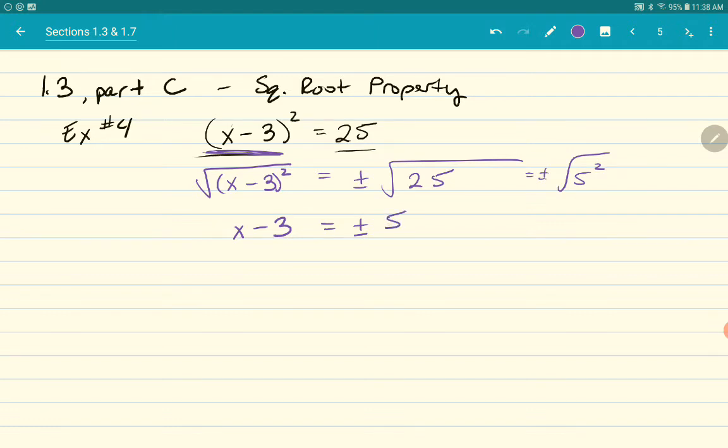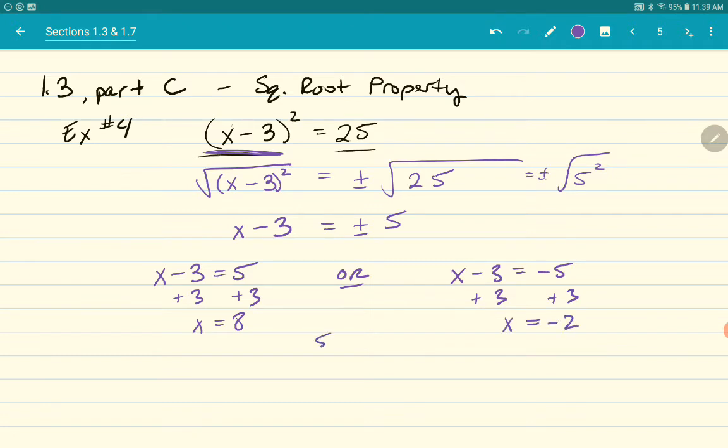There we go. So I have two possible solutions here. I'm actually going to break this up because I have a plus and a minus here. So I have x minus 3 equals 5, or x minus 3 equals negative 5. On the left side, I can add 3 to both sides and get that x equals 8. And on the right side, I can add 3 to both sides again and find that x equals negative 2. So my solution set is negative 2 and 8.